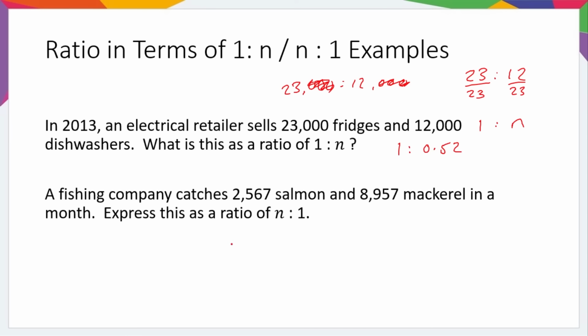In the second example, the ratio is 2567 to 8957, and we want a ratio of something to 1. The 1 is on the right hand side, so we need to divide both by that right hand number. And we know that 8957 divided by itself will give us the 1. So we just need to work out 2567 divided by 8957, and that comes to a total of 0.29 to 2 decimal places.